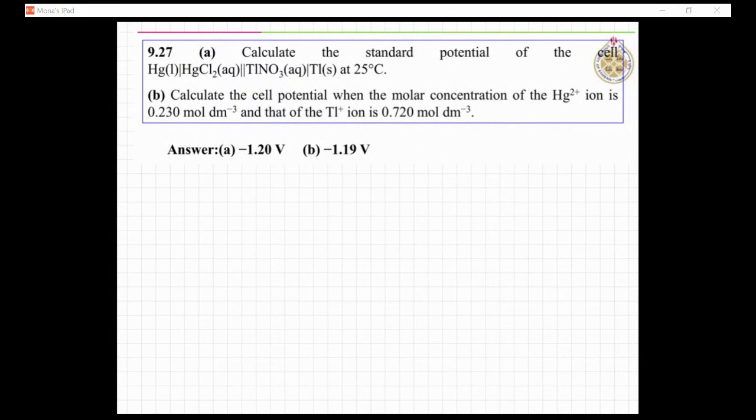We solved nine, 15, 17, 18, 20, 25, and now we are at 27. Let's see. This is number 27. Number 27 is a two-part question.